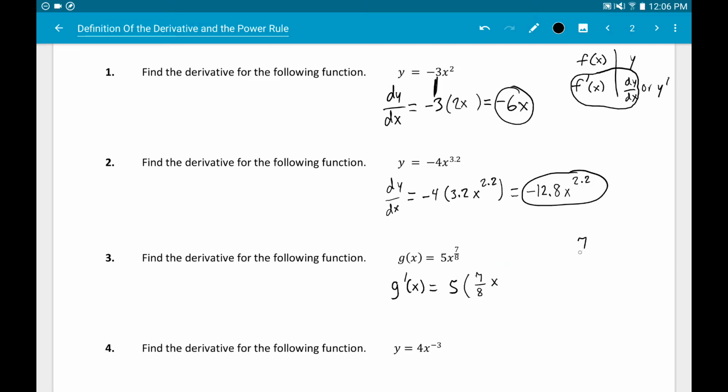So go to the side here. 7/8 minus 1. If I want to add or subtract fractions, I'd have to have a common denominator. So let's think of 7/8 as 7/8, and let's think of 1 as 8/8. 8 over 8 is 1, right? So 7/8 minus 8/8 is -1/8. And so that's going to be my new exponent. And then let's go down here and multiply out. 5 times 7 is 35. So 35/8 x to the -1/8.